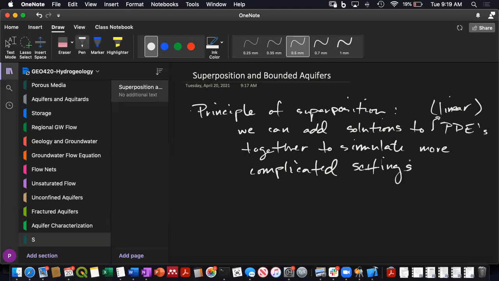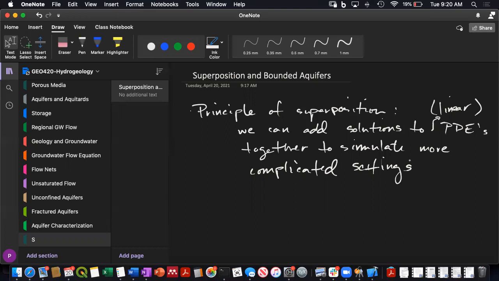We use this already in calculating the drawdown from multiple wells at a point, right? We just added the calculated Theis drawdown from several wells together to get the total drawdown at a point. Now remember, the Theis solution was developed for a single well pumping with infinite aquifer extent. The fact that we can just add Theis solutions together makes it so that we can take this solution from a single well and calculate the total drawdown from multiple wells.